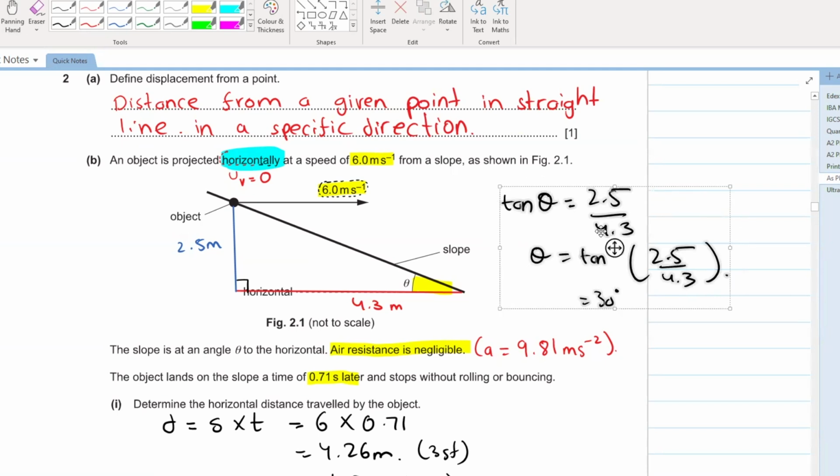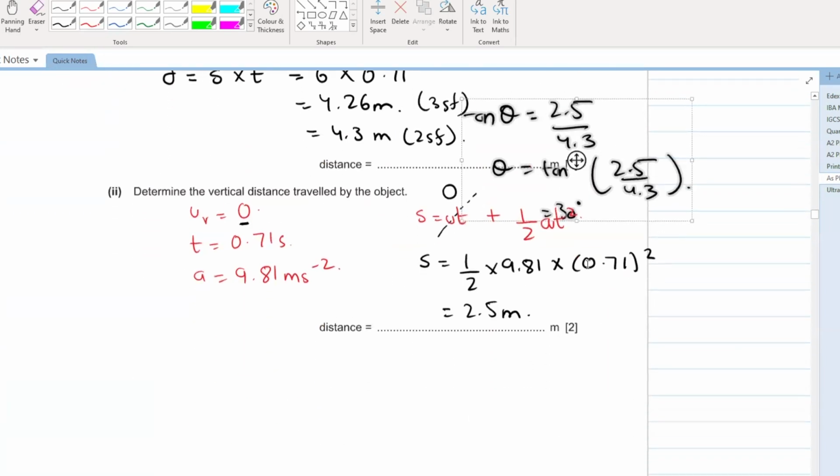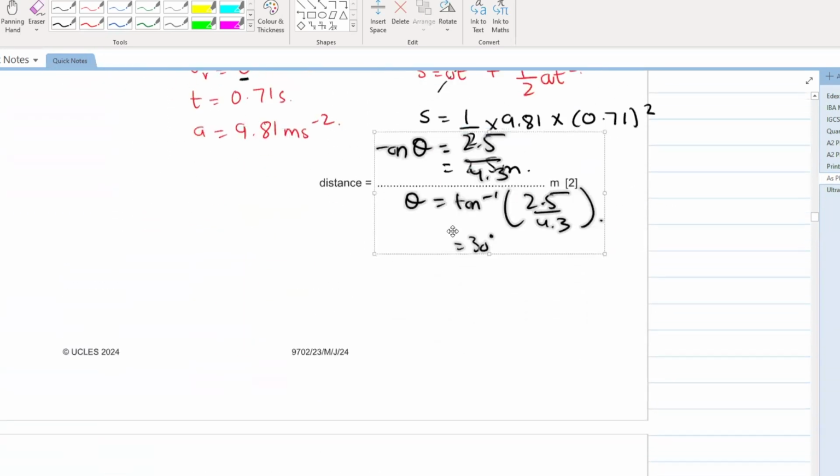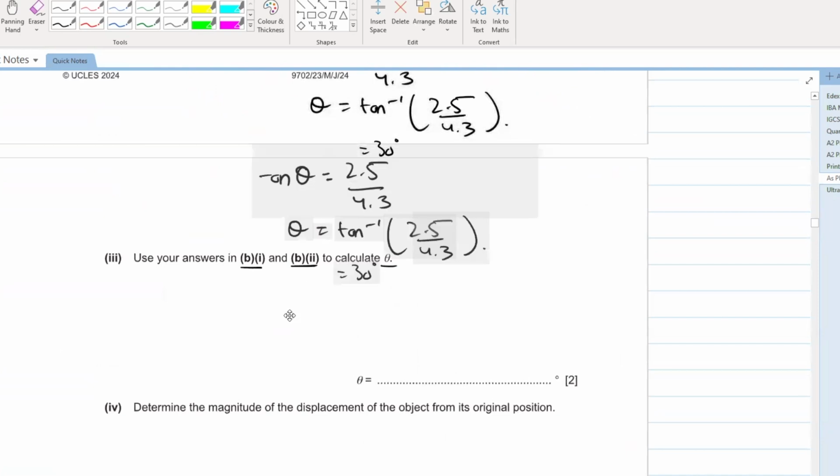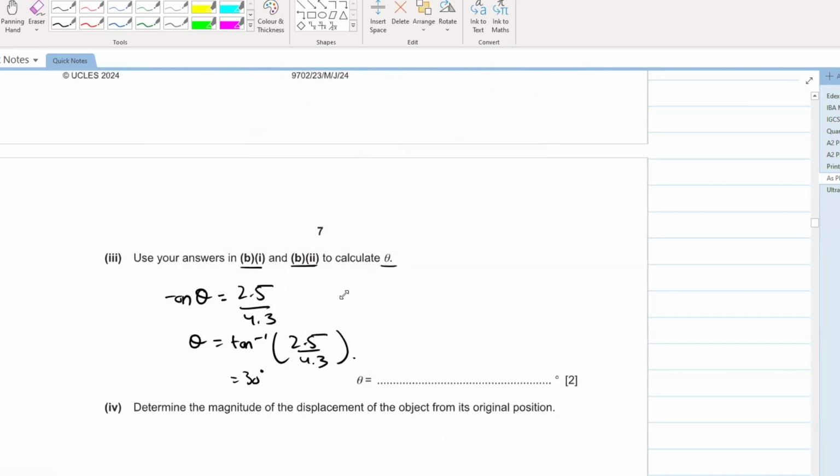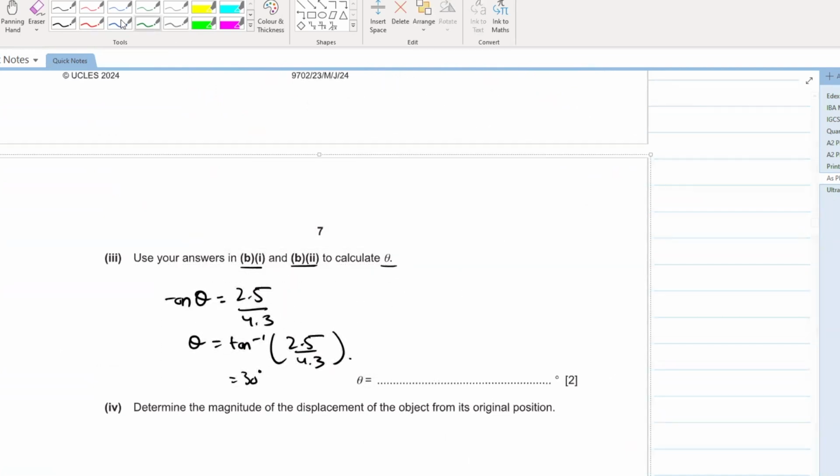Let's put this answer where it belongs. Let's minimize it and put it here. This is tan theta. Perfect.